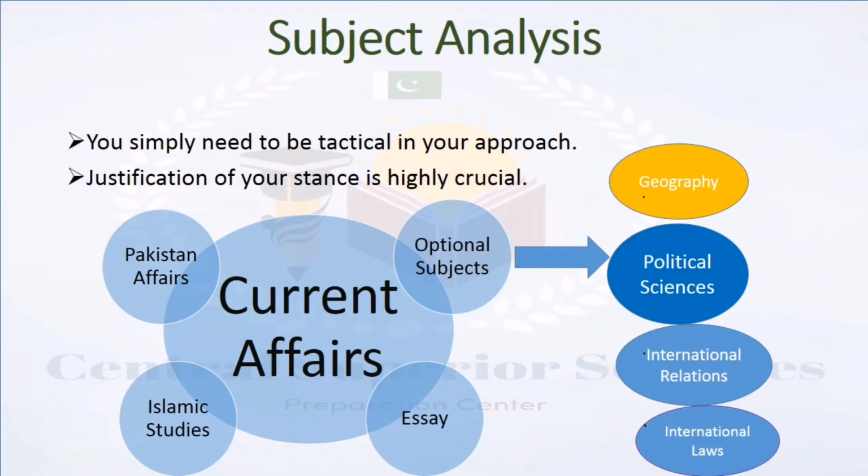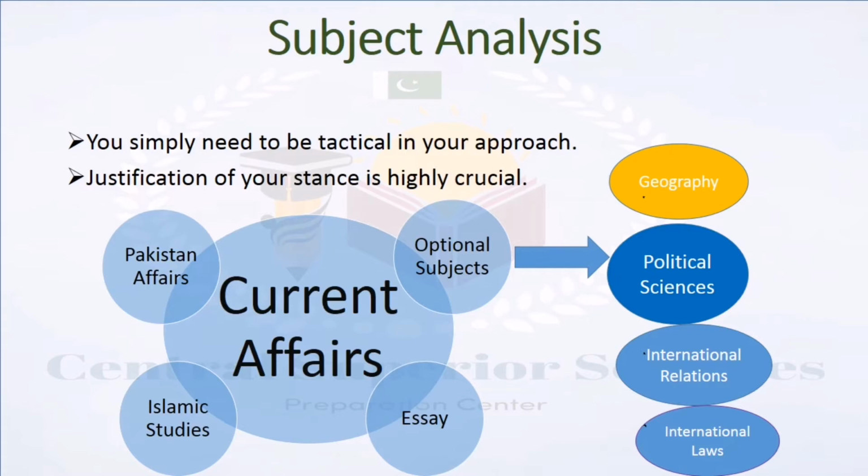Current affairs as a subject is quite an easy one. We all know what is happening all around us. You simply need to be tactical in your approach, and justification of your stance is highly crucial. Most aspirants consider the essay and current affairs paper subjects as the most difficult obstacles to defeat. It is so because candidates have to build the edifice of their preparation. In short, it is the backbone of the CSS exam.